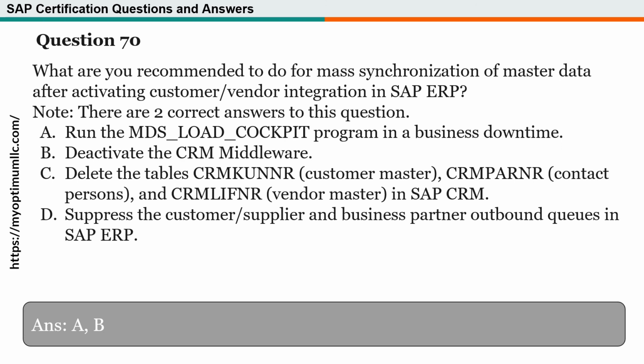Question 70. What are you recommended to do for mass synchronization of master data after activating customer/vendor integration in SAP ERP? Note, there are two correct answers to this question. A. Run the MDS_load_cockpit program in a business downtime. B. Deactivate the CRM middleware. C. Delete the tables CRMKUNNR, customer master, CRMPARNR, contact persons, and CRMLIFNR, vendor master, in SAP CRM. D. Suppress the customer/supplier and business partner outbound queues in SAP ERP.